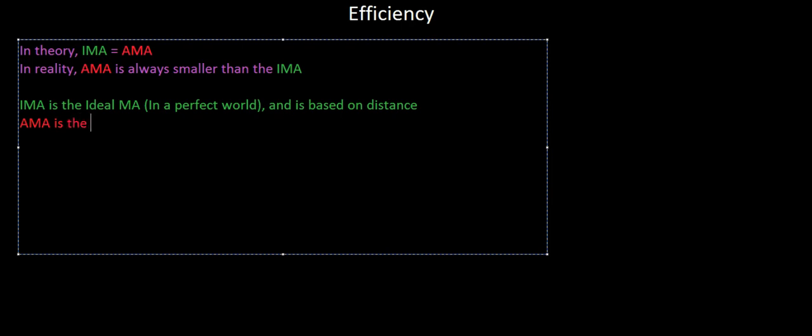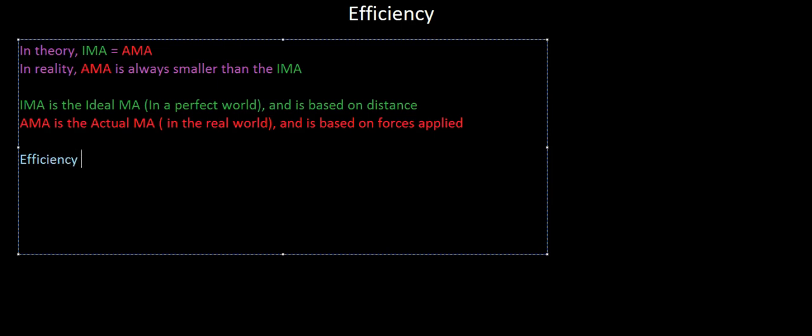And then the AMA literally stands for the actual mechanical advantage. In other words, it's in the real world. And the AMA is based on forces applied. And some of that force applied is canceled out by friction. And since some of our force is lost through friction, we also lose energy through friction.